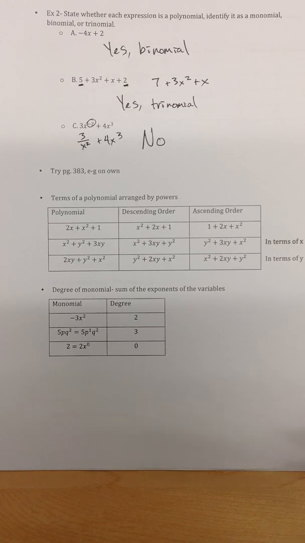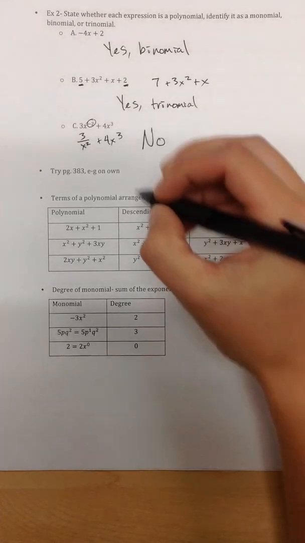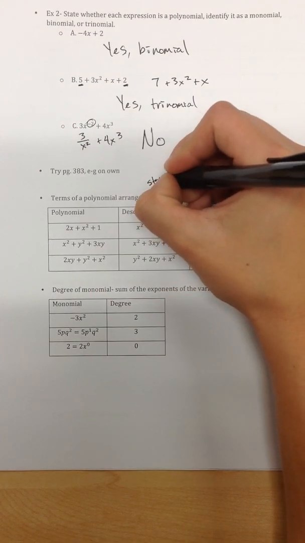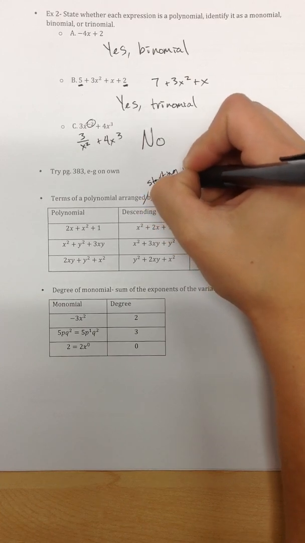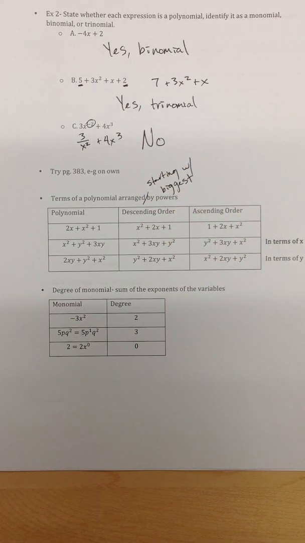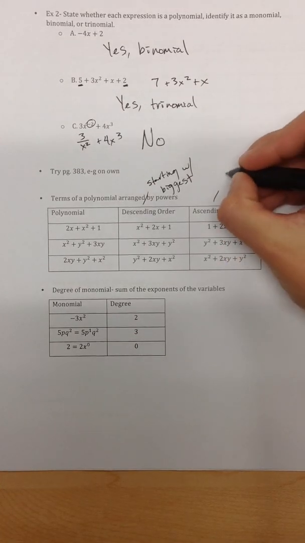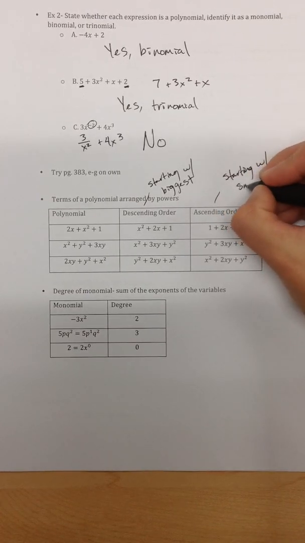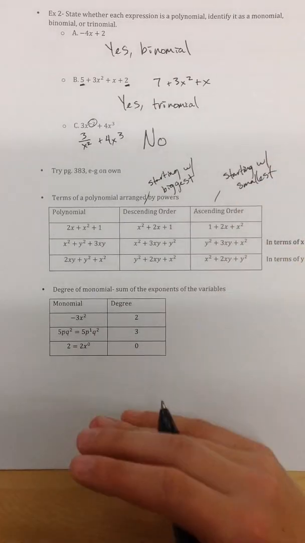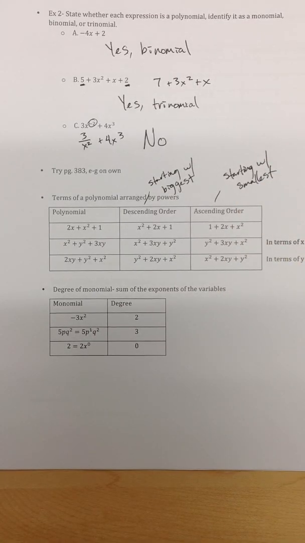Okay, so descending is going down. So descending we are starting with the biggest. So you start with your biggest power and you work your way down. Where ascending, and I always think of planes with these, so a plane is descending when it's going down, a plane is ascending when it's going up. So for ascending, we are starting with the smallest. So we start small and work our way up to big for ascending. So descending going down, ascending going up.